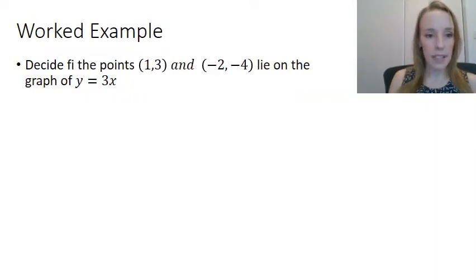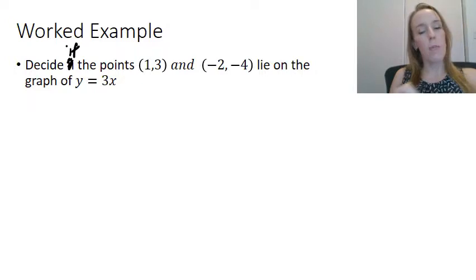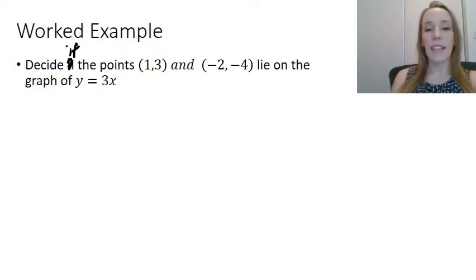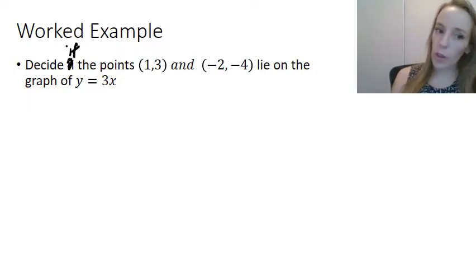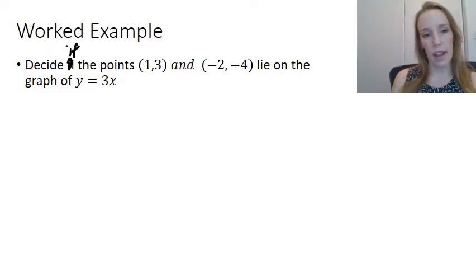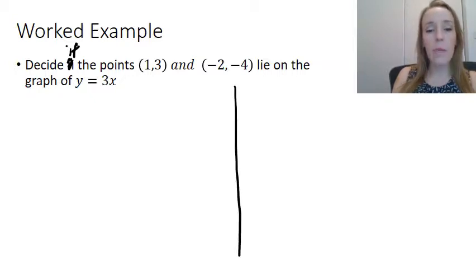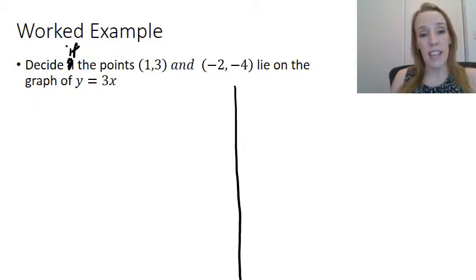We've got another example here. Decide if the points 1, 3 and -2, -4 lie on the graph of y equals 3x. Now, there are two different ways of working that out, the easy way and the hard way. The hard way would be to draw up another table of values, substitute in those values of x to find values of y, plot it onto a graph, and then look to see if those points are on it. Or there is an easier way.